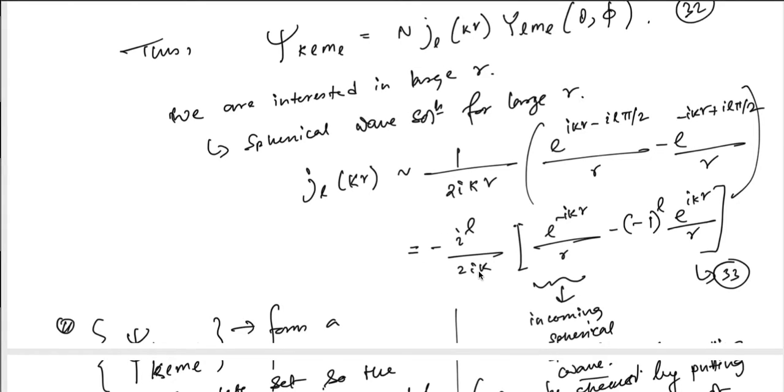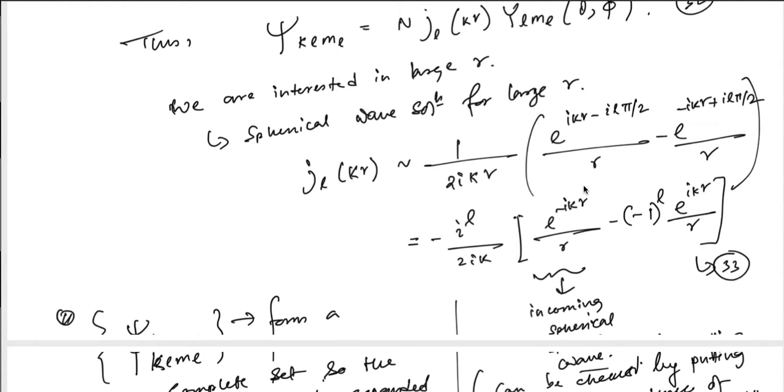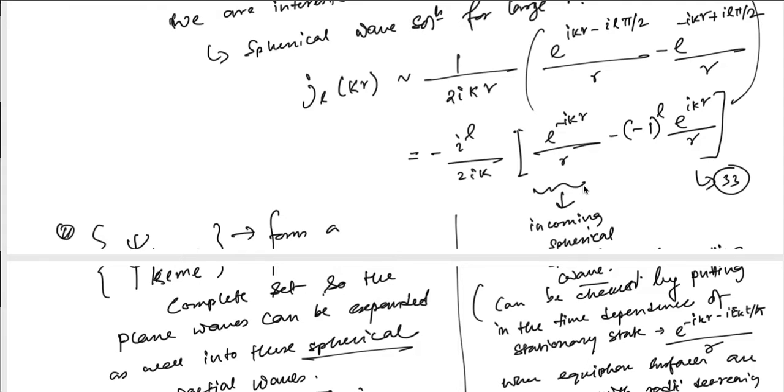If I rewrite this in a neater form, I can take out this quantity from the i l pi by 2, and this part is nothing but minus 1 to the power l. That is a physically intuitive form, because this part simply tells me that it describes the incoming wave, the incoming spherical wave, and the other part describes the outgoing wave, with the extra factor of minus 1 to the power l.